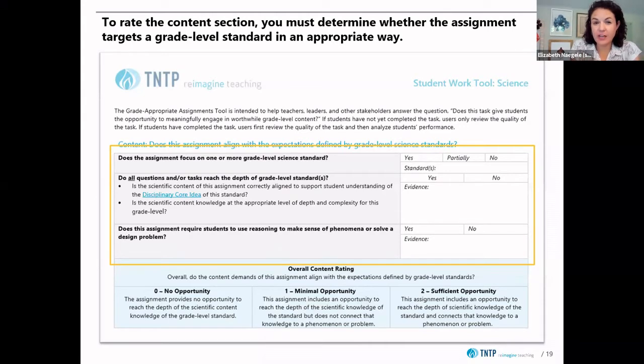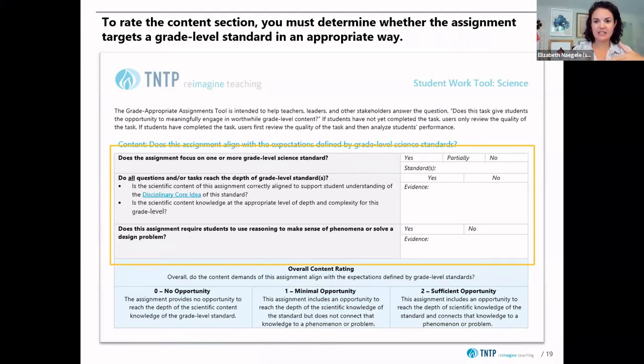So the first question that we think about for content is, does the assignment focus on 1 or more grade level standards? To answer this question, the first thing we did was look at the content of the assignment and compare it to the Tennessee grade level standards to find which standard it aligned to. So if you remember, the first one that we looked at was the model of the planets. And we looked up the standards and we saw that different aspects of the planets weren't actually 8th grade standards, those were 3rd grade standards. So the first thing we do is try to find the grade level standard the content aligns to.